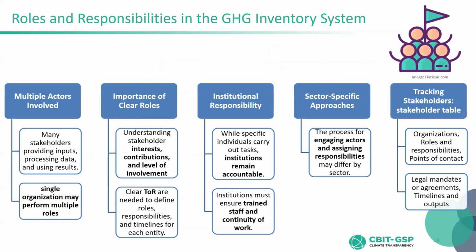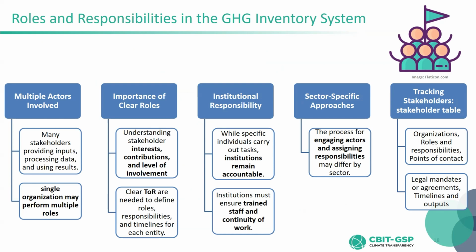So when we talk about roles and responsibilities in the GHG inventory system, the system involves many stakeholders and data providers, ministries, experts, and sometimes one organization could take on multiple roles. To keep the system sustainable and clearly defined, document each stakeholder's roles. We need a mapping of our stakeholders with their roles, interests and timelines. Ideally, this could be handled by putting terms of reference in place for each stakeholder.